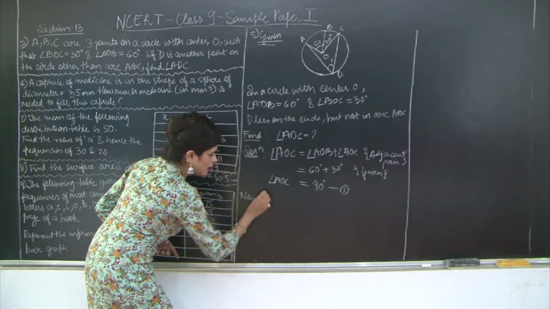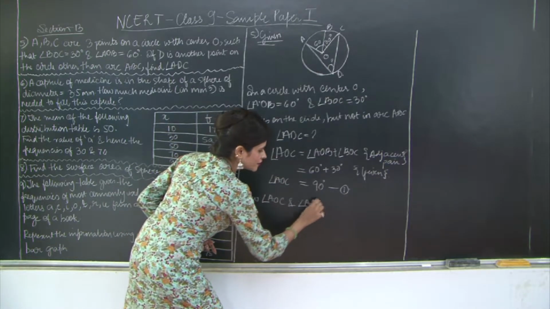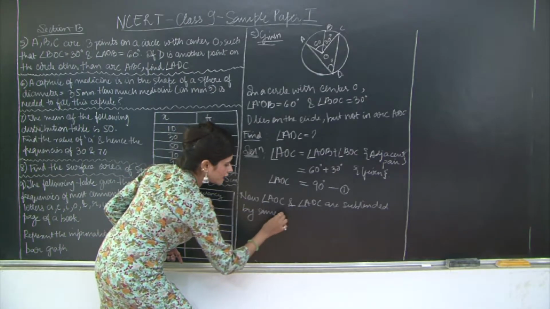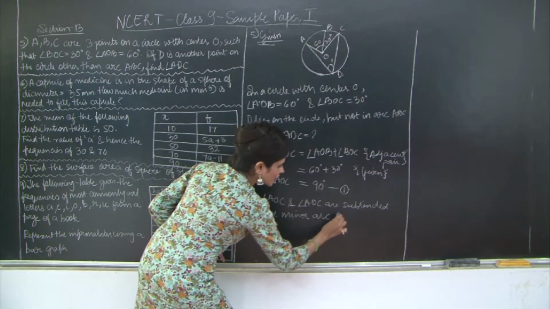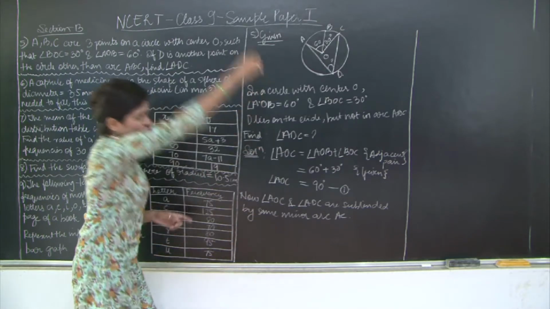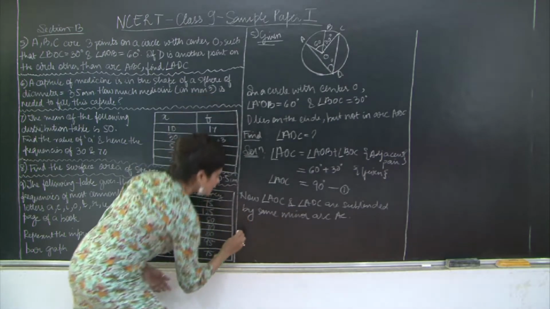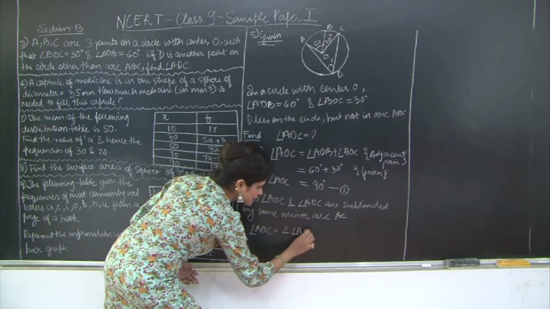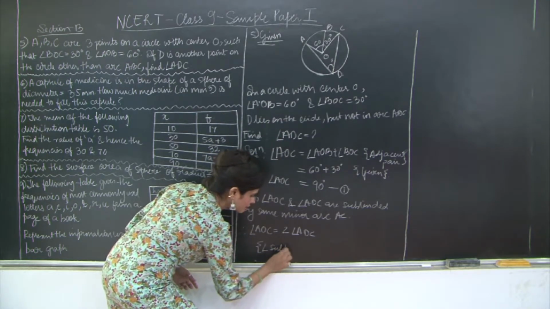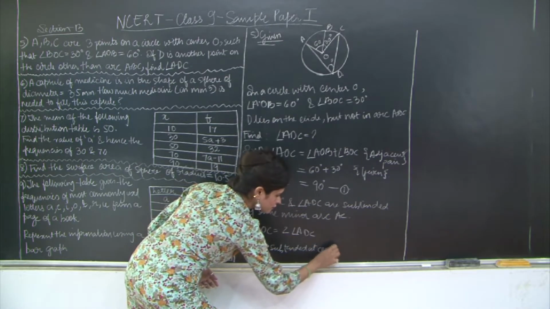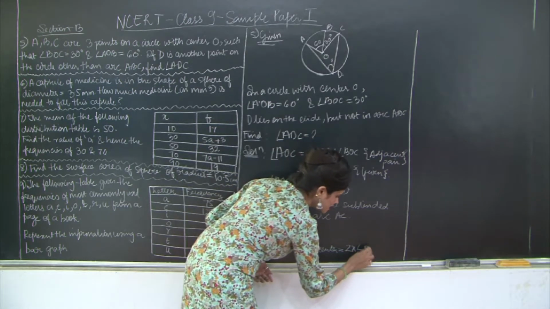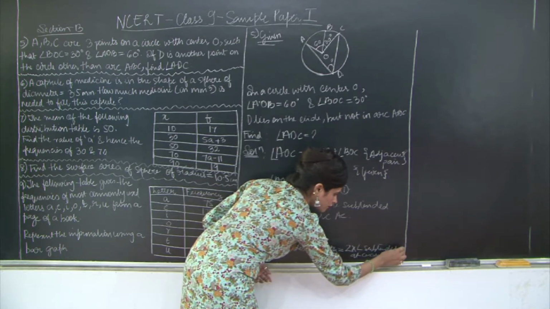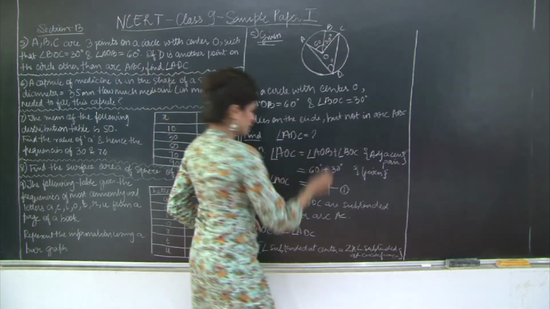Then I will say, now angle AOC and angle ADC are subtended by same minor arc AC. Right? So I'll just continue on that side of the board, or let me write it here. Therefore, angle AOC is equal to twice angle ADC, and my reason will be angle subtended at center is equal to 2 times angle subtended at circumference. Right, so this is circumference. Let's mark this as 2.